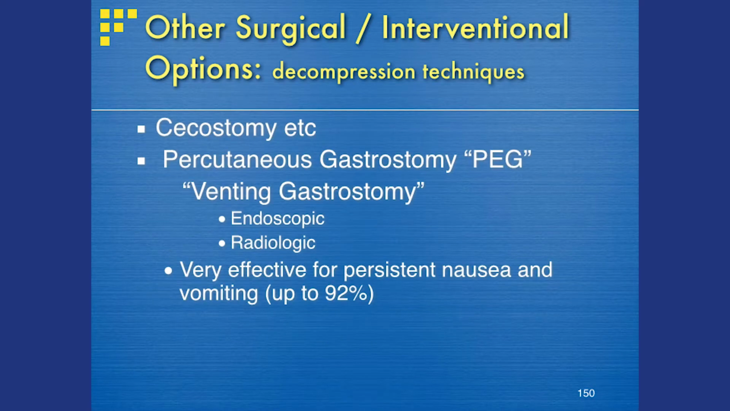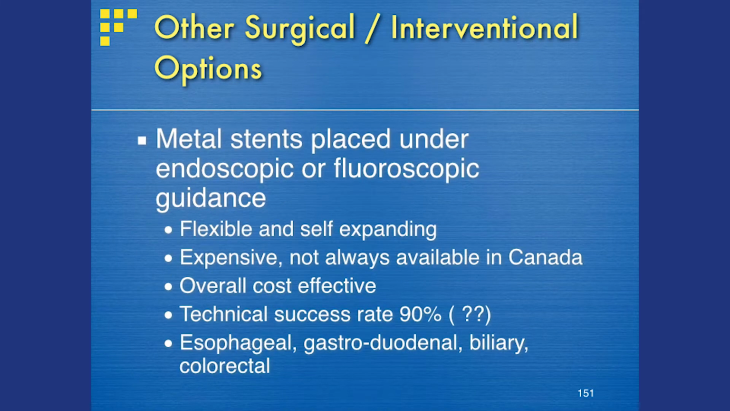So they can sometimes do an ostomy of some type to bypass things and relieve the symptoms. The PEG tubes that I talked about in the nausea section, the venting tube, can be very helpful for relieving their symptoms. Stents are an option in a few cases.